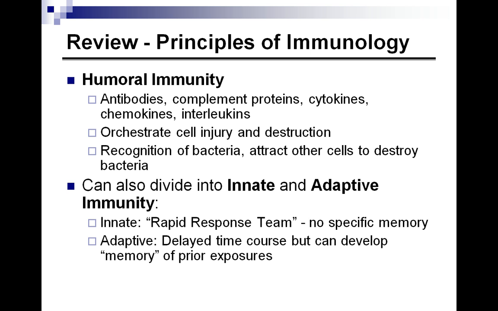Now, in addition to cellular versus humoral immunity, some people like to divide the immune system into innate versus adaptive immunity, where innate is sort of your rapid response team. It's the no specific memory system that just responds to anything that seems to be foreign, whereas the adaptive immunity has a little bit more of a delayed time course, but involves antibodies that have specific memory of prior exposures.